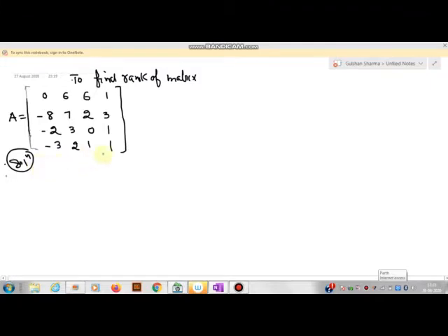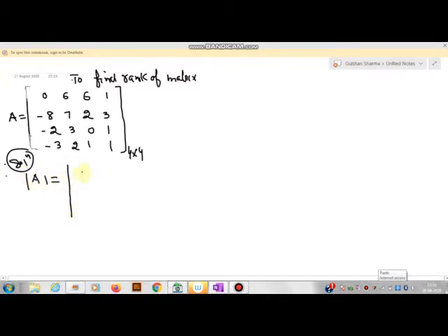Rank of this matrix. This is a 4 by 4 matrix. So rank means you have to find the largest order non-vanishing minor. So first of all, let us try from 4 by 4. So the 4 by 4 minor is the determinant of this one.